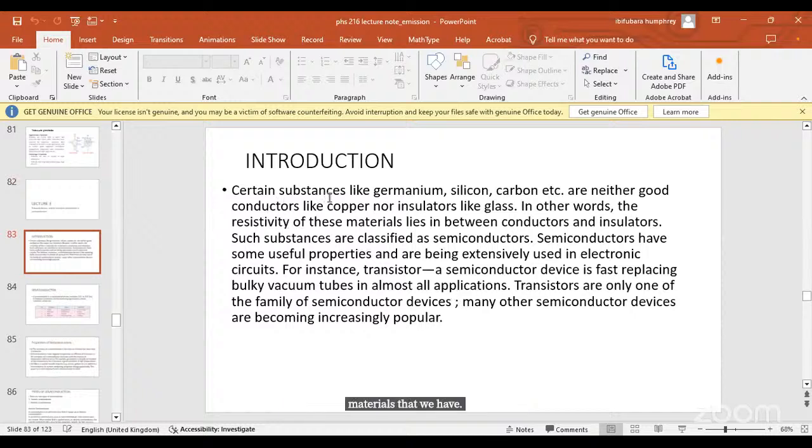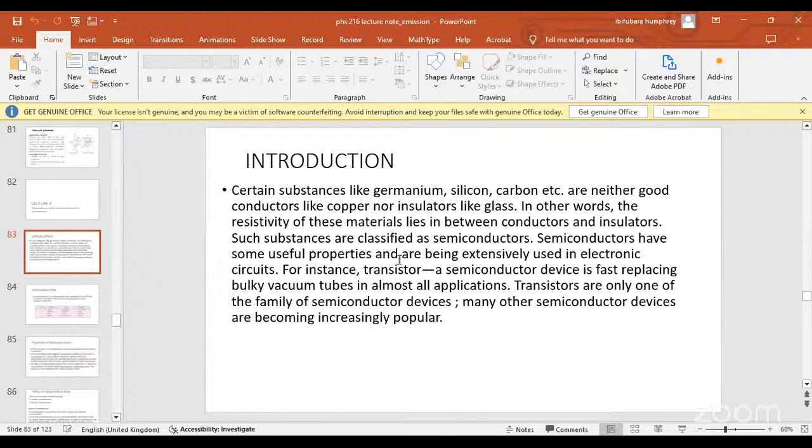So certain substances like germanium, silicon, carbon are neither good conductors like copper, nor insulators like glass. In other words, the resistivity of these materials lies in between the conductors and insulators. So such substances are classified as semiconductors.